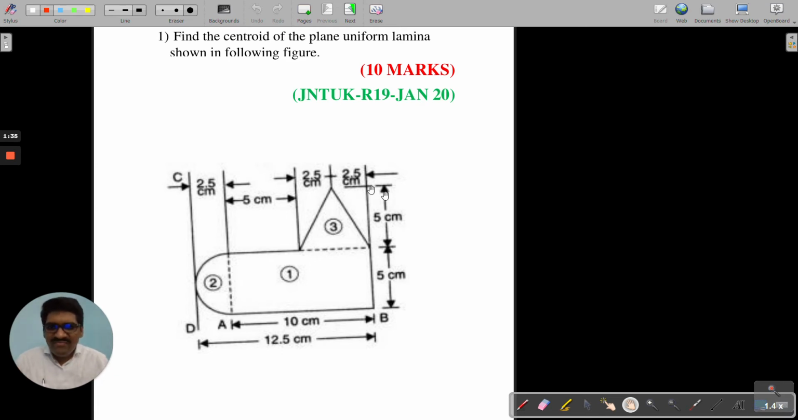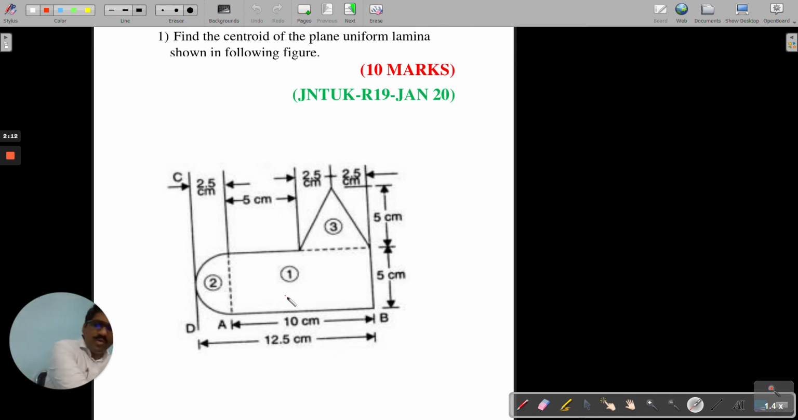This total composite area is made up of three areas. The first one is a rectangle, the second is a semicircle, and the third is a triangle. Again, I'm repeating: we have a composite area having three areas, one rectangle, one semicircle and one triangle. Therefore, this becomes a composite area, and we shall calculate the centroid.